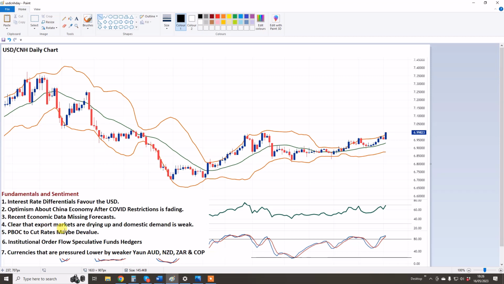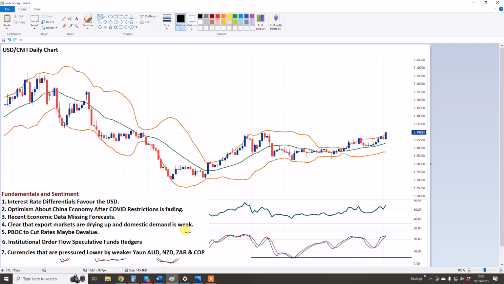It's clear from the data that export markets are drying up. If you look at China's major trading partners, they're struggling. The Eurozone's a big one, for example. Also, China faces competition from nations with cheaper labour, Indonesia, Philippines, etc. The global economy is slowing, and that really hurts China.